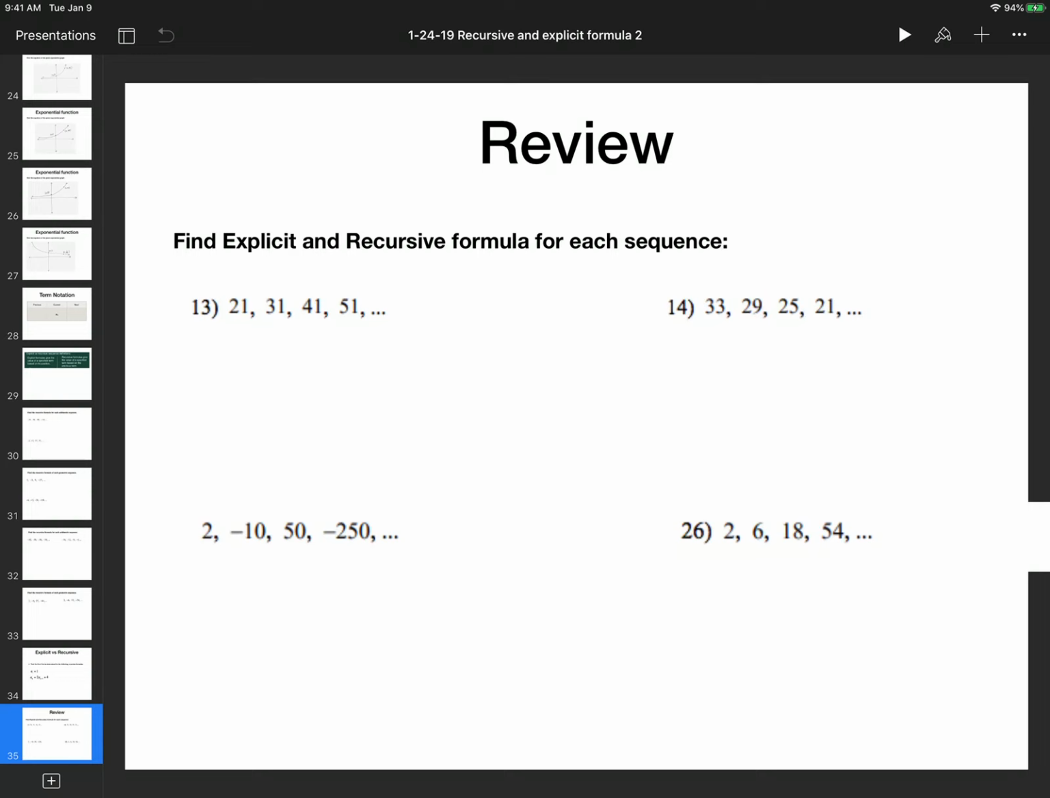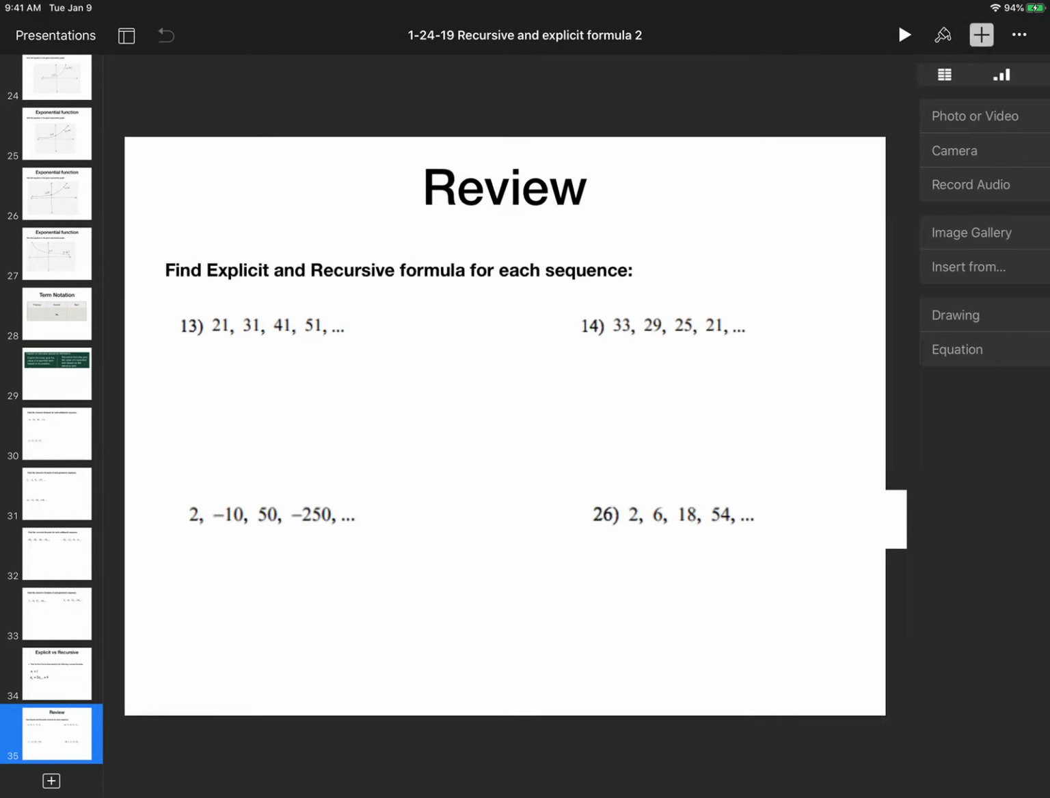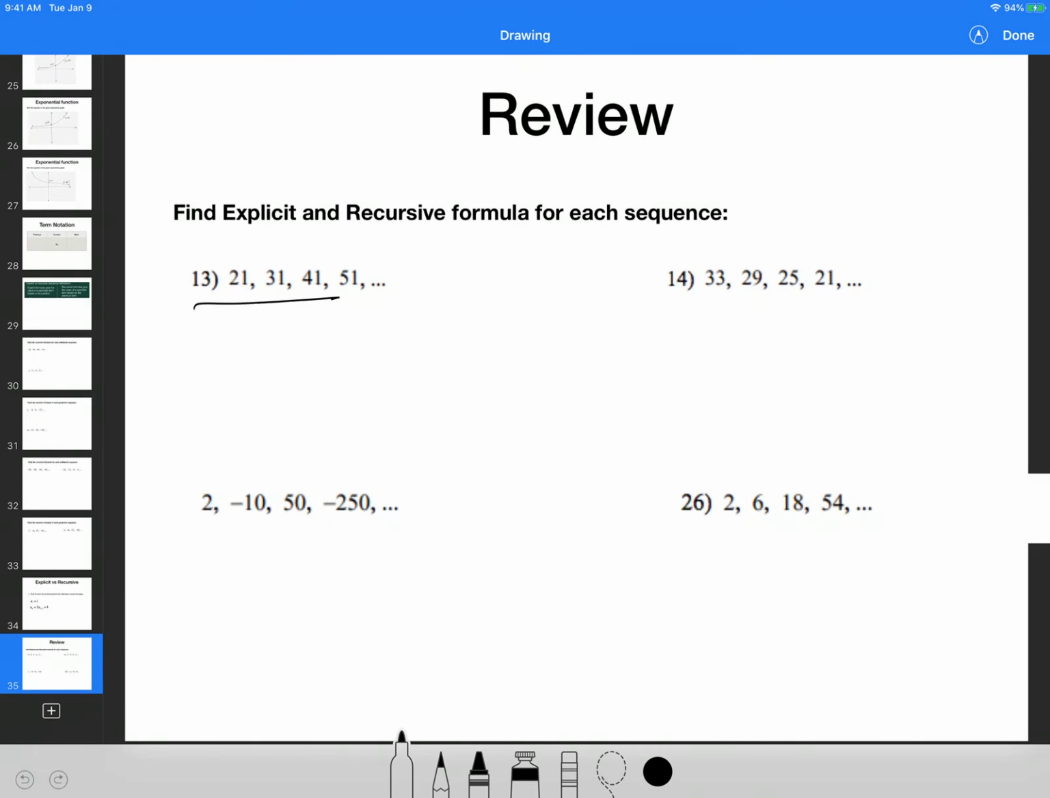Hello class, today we'll be going over a quiz review for recursive formulas and explicit formulas and how to find between them. First we will go over a list of sequences and what to do when given something like this. Let's take a look at sequence number 13 and sequence number 15, and we'll call this 16 for now. You should be able to identify that this is going to be arithmetic and this is going to be geometric.